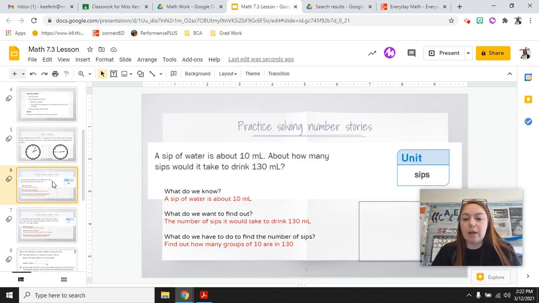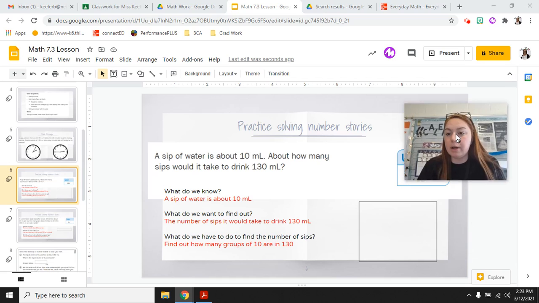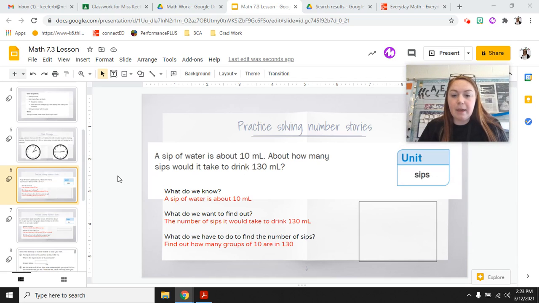Now we're going to be moving on to some different number stories. Again, these are going to be on your whiteboards. Our first problem says a sip of water is about 10 milliliters. About how many sips would it take to drink 130 milliliters? Now remember, milliliters are like the smaller units. Think of the eyedropper, where the liters are the bigger ones.